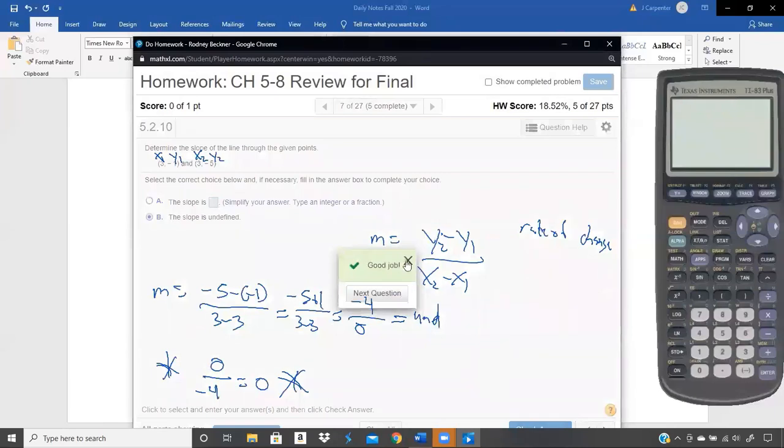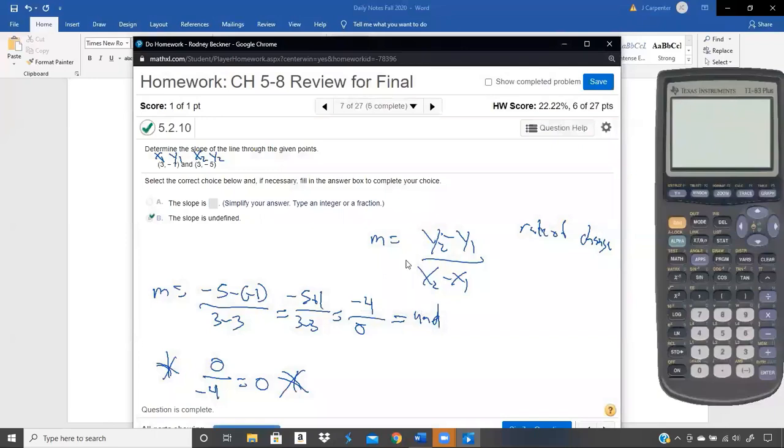Undefined means, if you graph this, I can only annotate. If we graph this, let's see, we've got 3, negative 1. That's right 3 and down 1. So there's the first point. And then 3, negative 5: 2, 3, 4, 5. This is what the line would look like. Please ignore the fact that I'm just a hair off of that marker. That's 1, 2, 3, negative 1, negative 2, negative 3, negative 4, negative 5. This is a vertical line.